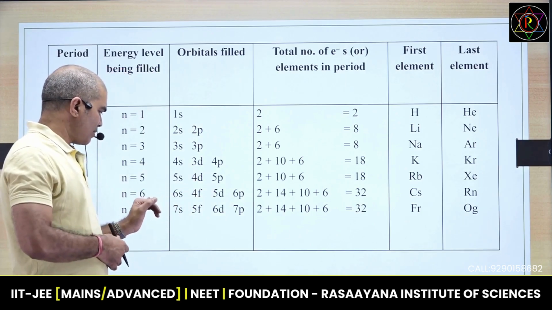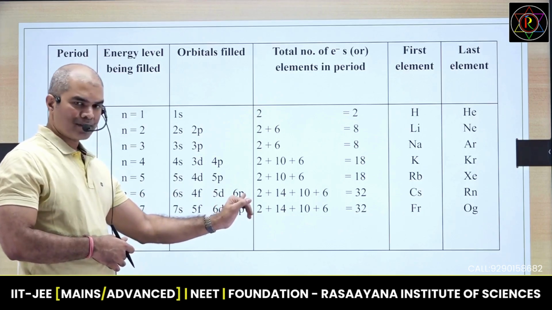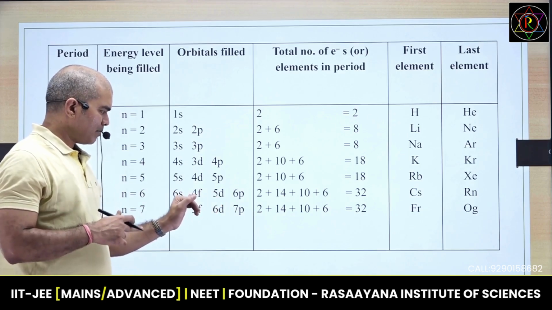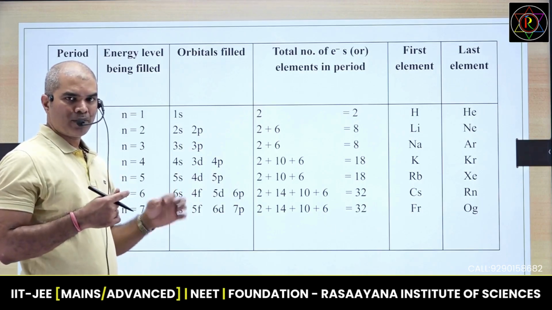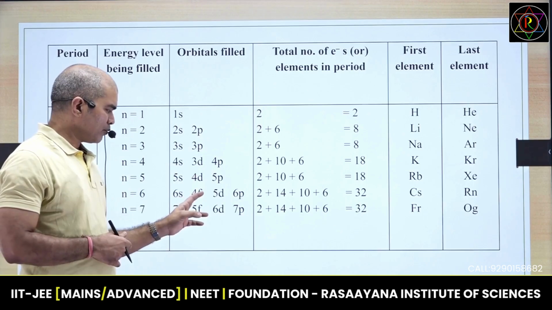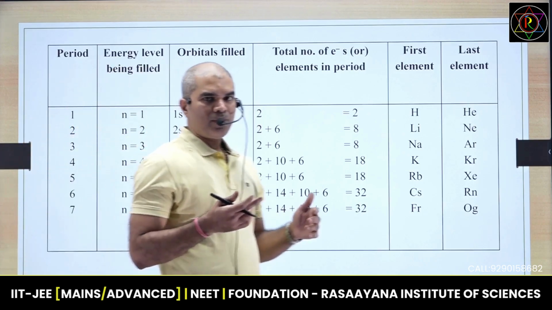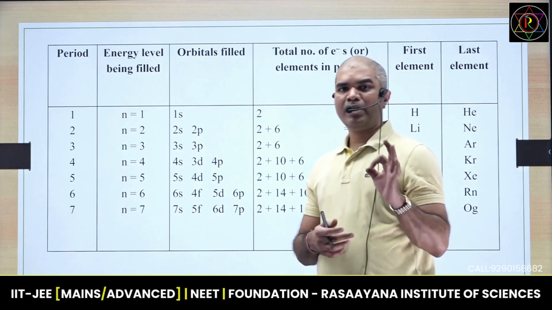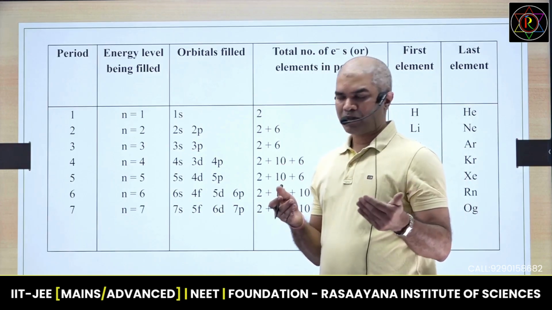When we move to the 6th period, n equal to 6, we have valence shell 6s and 6p, penultimate shell 5d, antepenultimate shell 4f. 4f, f will be beginning from 4 only. You cannot have 2f, 3f, you cannot have 1d, 2d. You can only have 3d, you can only have 4f. That you will be understanding clearly in atomic structure.